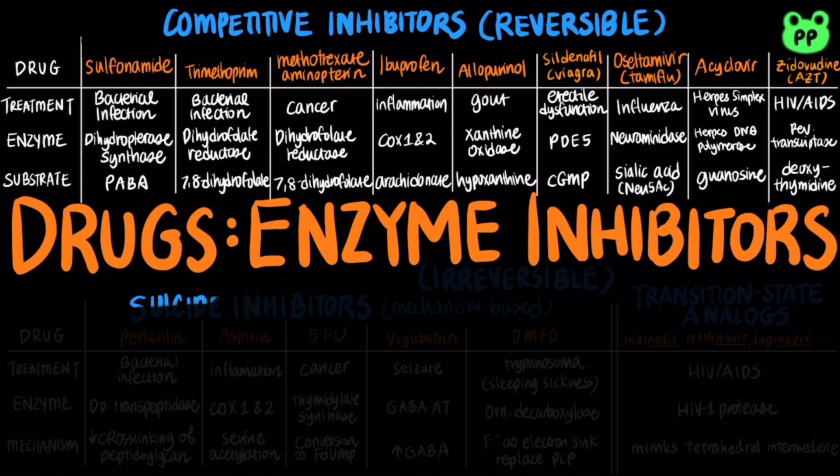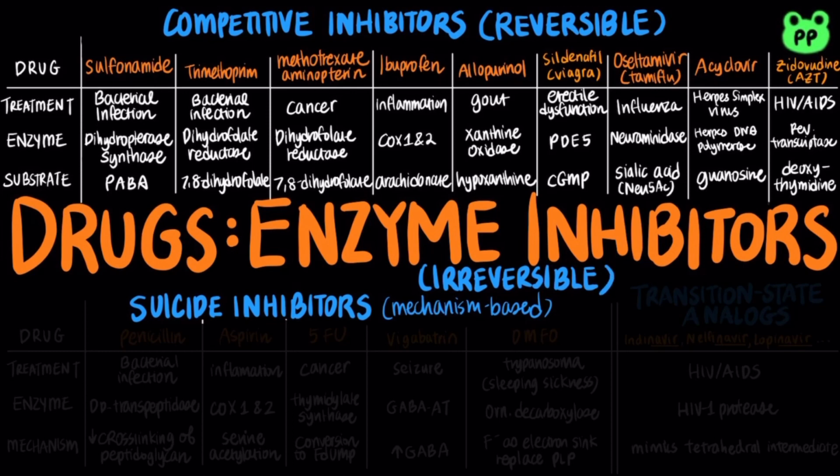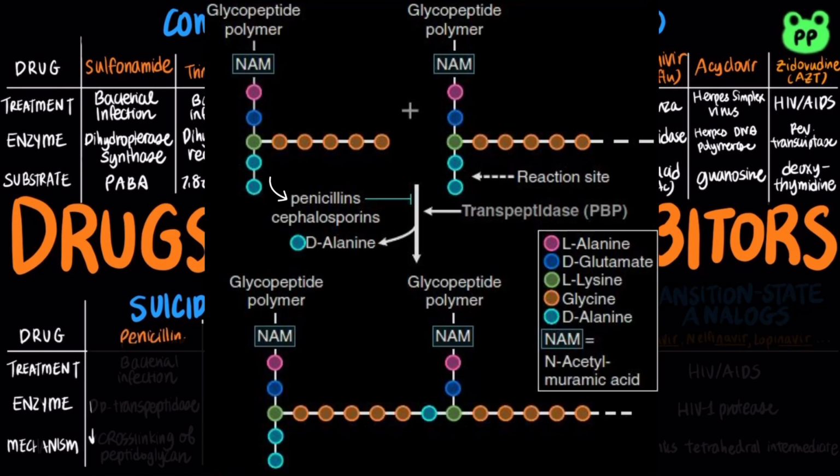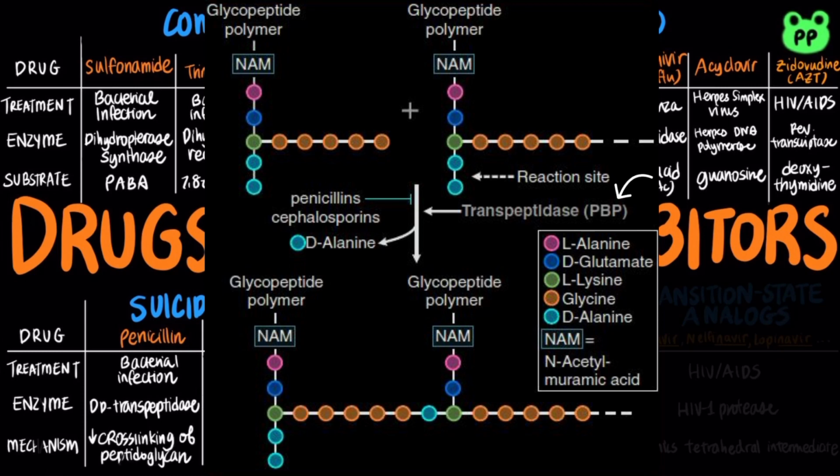Some drugs function as suicide inhibitors, also known as mechanism-based inhibitors, which irreversibly bind and modify enzyme active sites. Penicillin is an antibiotic that functions as a suicide inhibitor of DD-transpeptidase, inhibiting the cross-linking of peptidoglycan, which is the final step of bacterial cell wall synthesis. Since human cells lack a cell wall, penicillin specifically kills gram-positive bacteria.